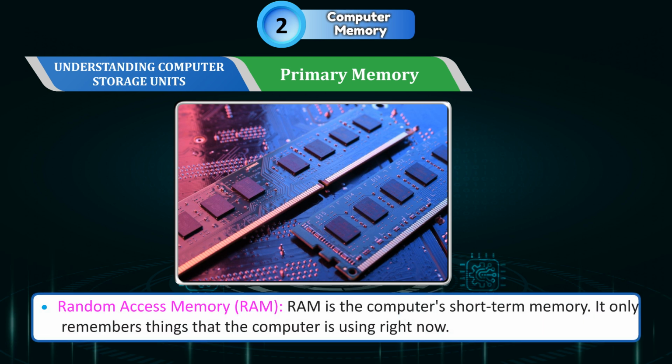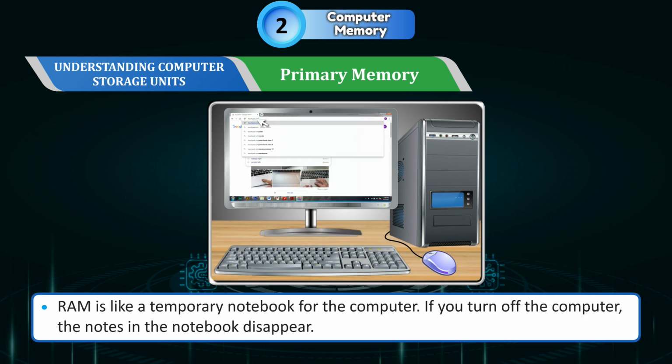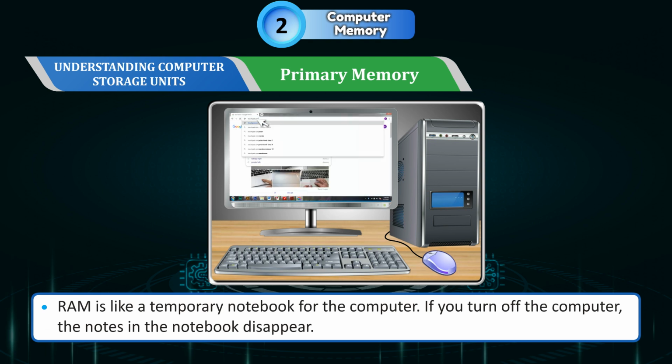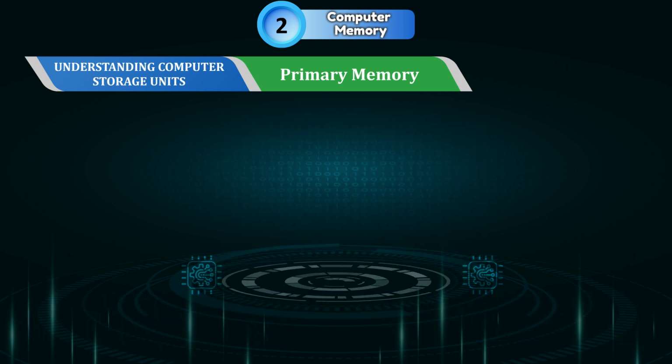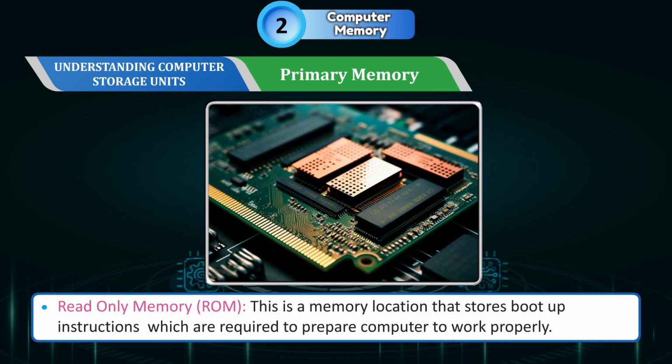Random access memory, RAM. RAM is the computer's short-term memory. It only remembers things that the computer is using right now. RAM is like a temporary notebook for the computer. If you turn off the computer, the notes in the notebook disappear. That's why RAM is called volatile, as it cannot store data permanently.